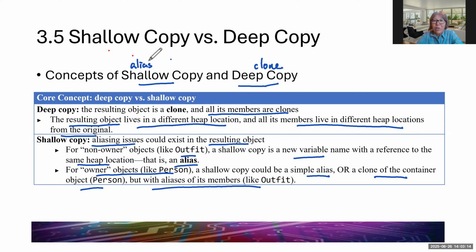And shallow copy, a lot of the time, can cause some aliasing issues. So if you are a developer and your application has security considerations, then you need to be careful about this.